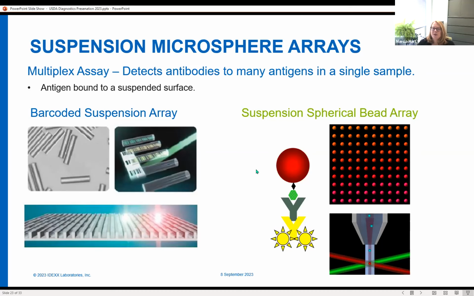Same thing with a suspension spherical bead array, but instead of having a barcode, now I have a fluorescent bead. So I have two lasers and two types of fluorescence. I've got the fluorescence of the bead, which identifies what agent I am looking at, what it is coated with. It's coated with whatever agent of interest. You bind your antibody from your patient sample, and then you bind your detection antibody. So again, it's just a variation on a theme, but these suspension arrays allow you to detect multiple antigens in the same sample.